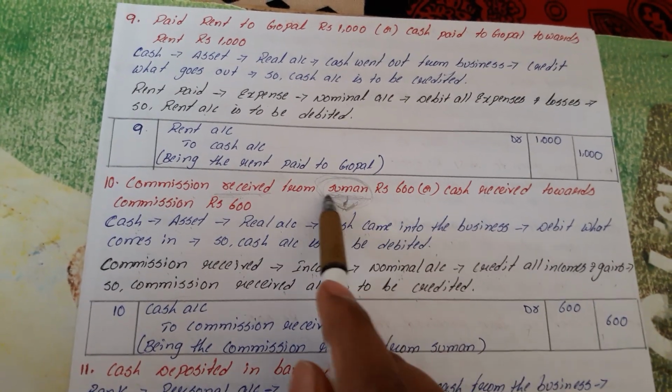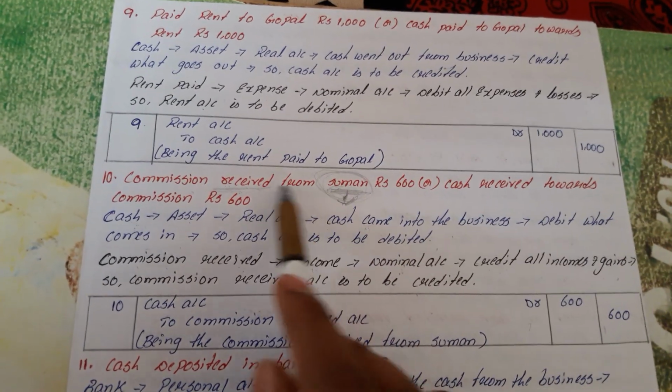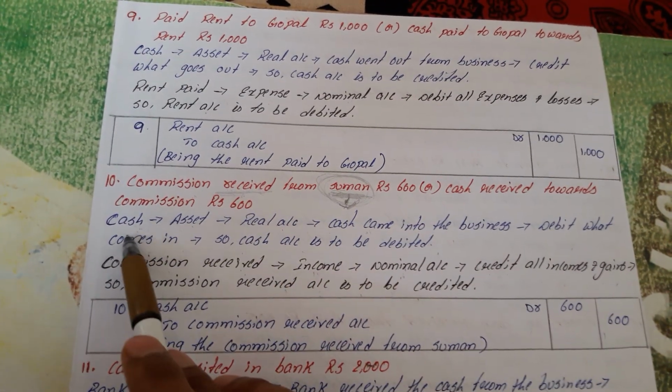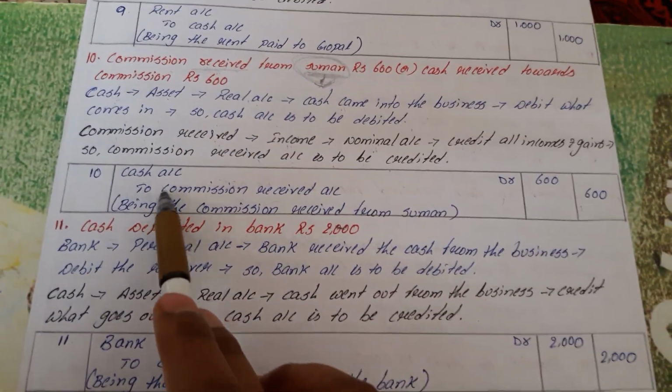So we are not dealing with Suman. Suman has given commission. Commission is an income, and in the form of commission we have received cash. Cash is a real account. So that's the matter. Okay, the entry is cash account debit.